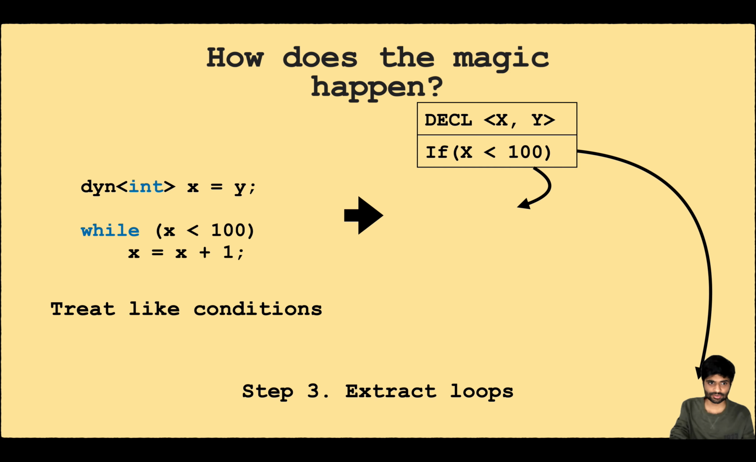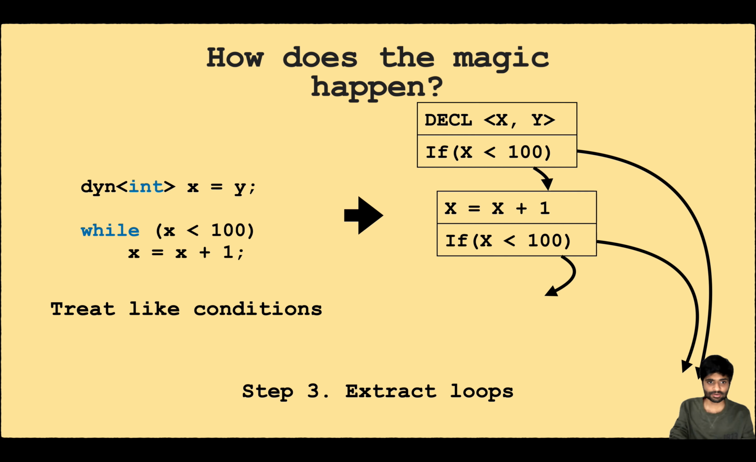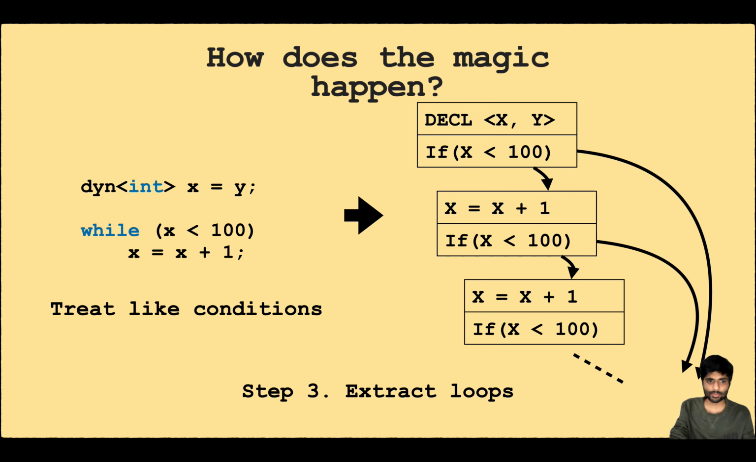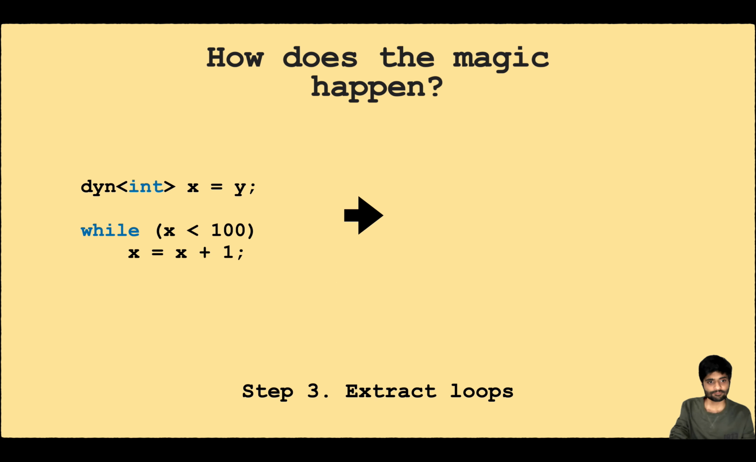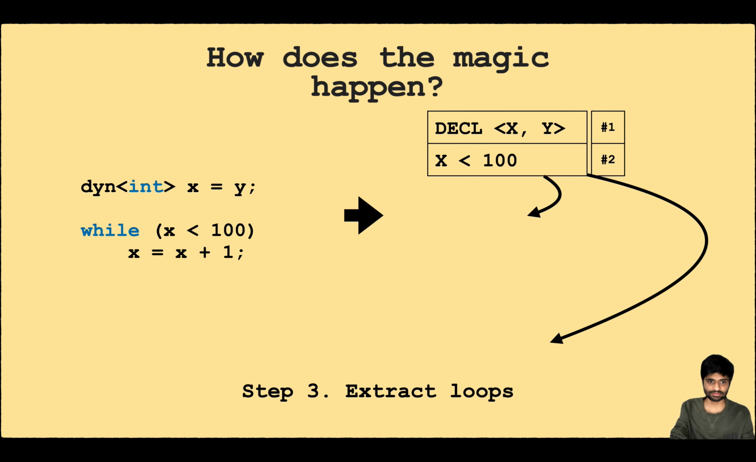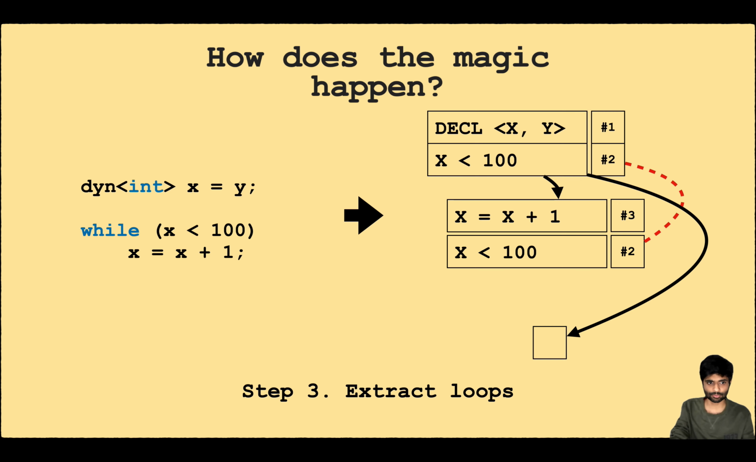When the execution reaches the start of the loop, it will produce an if and start exploring the true branch. The execution will reach the start of the loop again to repeat the process. This will lead to an infinite loop which will produce a malformed program. Once again, we use static tags to solve this problem. We annotate every statement with these tags as we execute the program.